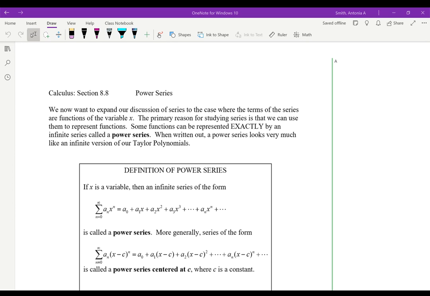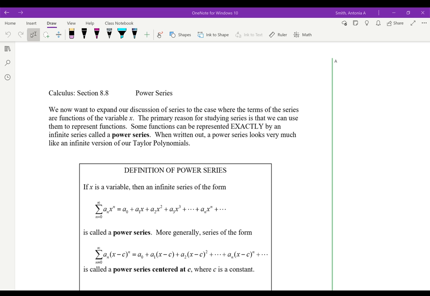Okay, so with our talk about Taylor polynomials and using those to approximate functions, we're going to now use them to go into our next topic, 8.8, which is power series. I've mentioned power series before, but it was very brief, so let's refresh our memory here.